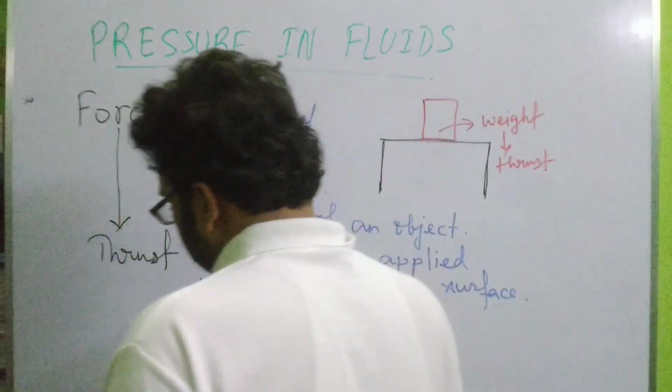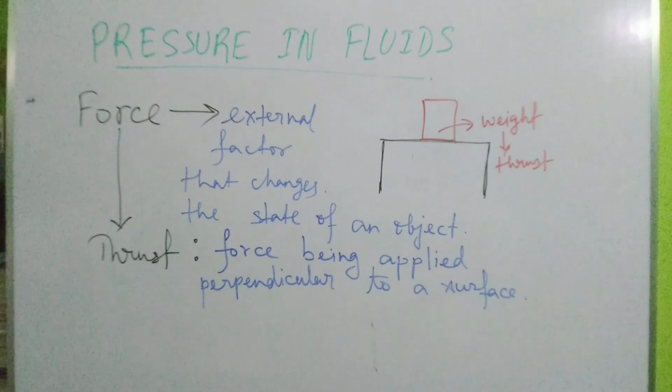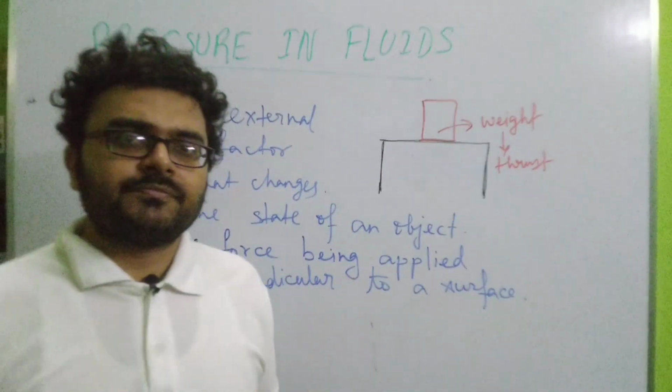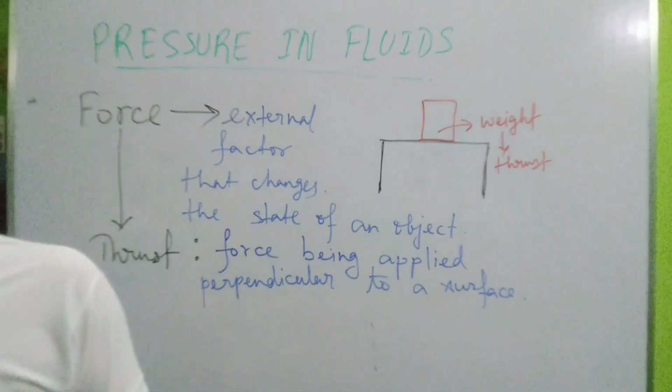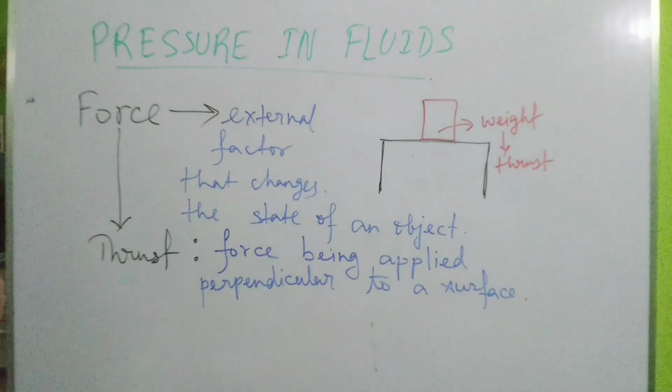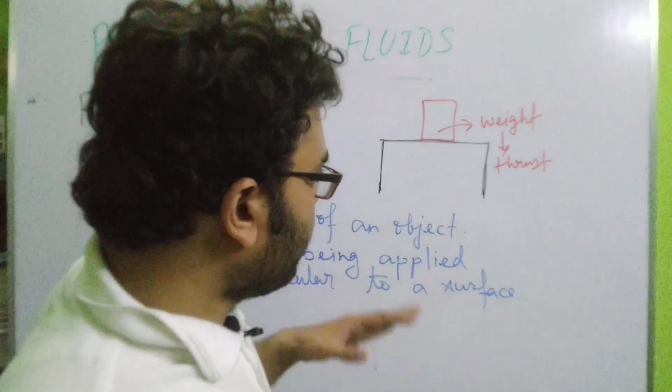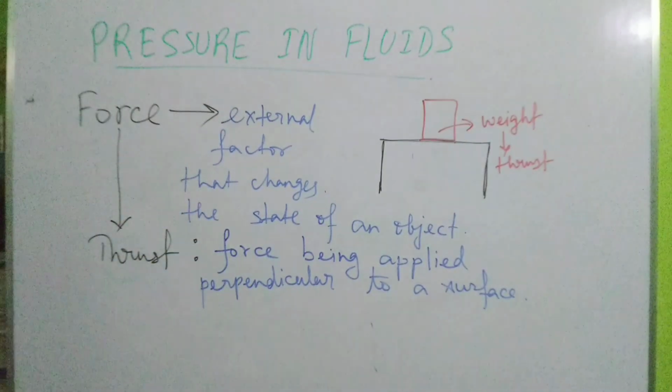When the object is kept over the table surface, the object has a certain weight, and that weight is basically exerting the thrust on the table surface, or on the surface on which you have kept the object. So this is the basic concept, try to understand it. Now in case of solid objects, this weight is always acting downward, so obviously thrust is always acting downward, perpendicular to the surface on which it is kept.